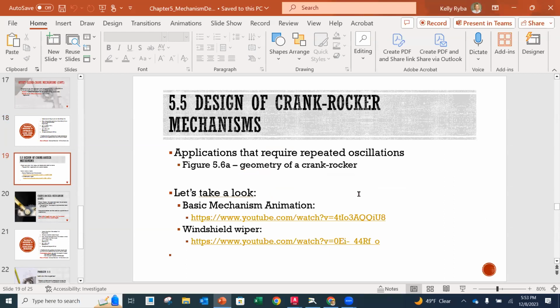So the next one is going to be design of a crank rocker mechanism. In a crank rocker mechanism, the crank is going around, so our L2 is going around continuously, but then we have our 4th link oscillating back and forth. So this is our windshield wiper application. So let's take a peek at a basic mechanism.